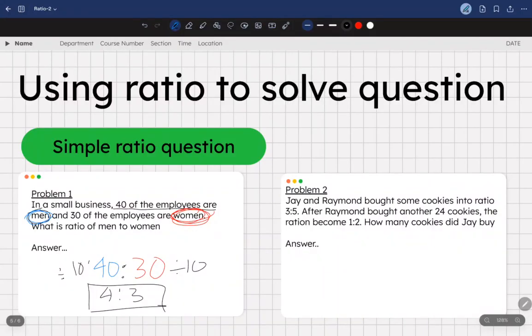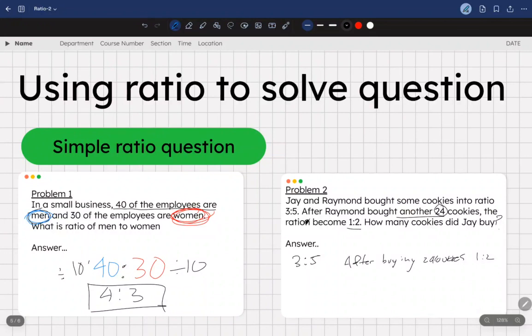Now problem 2. Jay and Raymond bought some cookies in the ratio of 3 to 5. After Raymond bought another 24 cookies, the ratio became 1 to 2. How many cookies did Jay buy? So in the original version, it used to be 3 to 5, and after buying 24 cookies, it became 1 to 2.